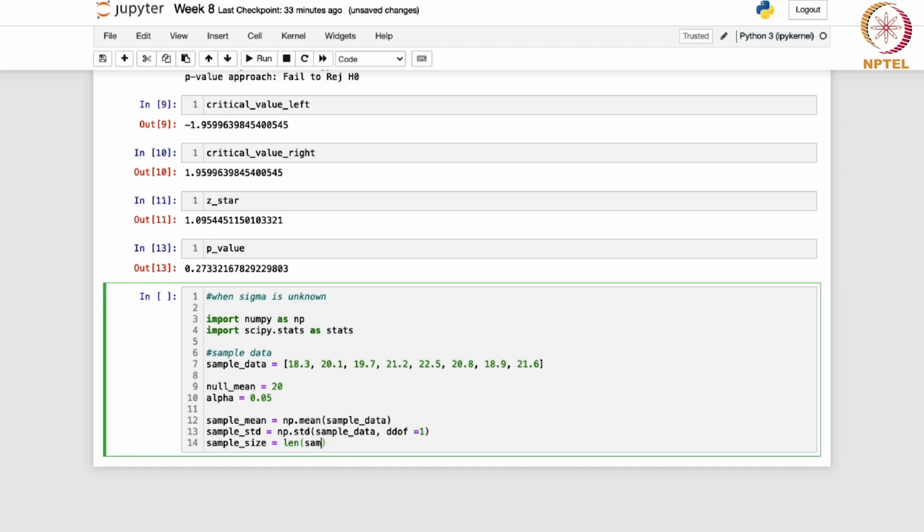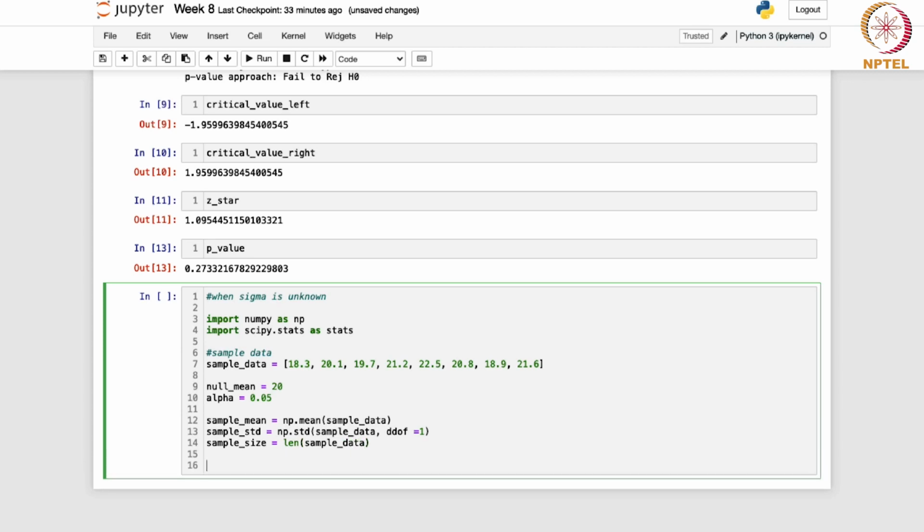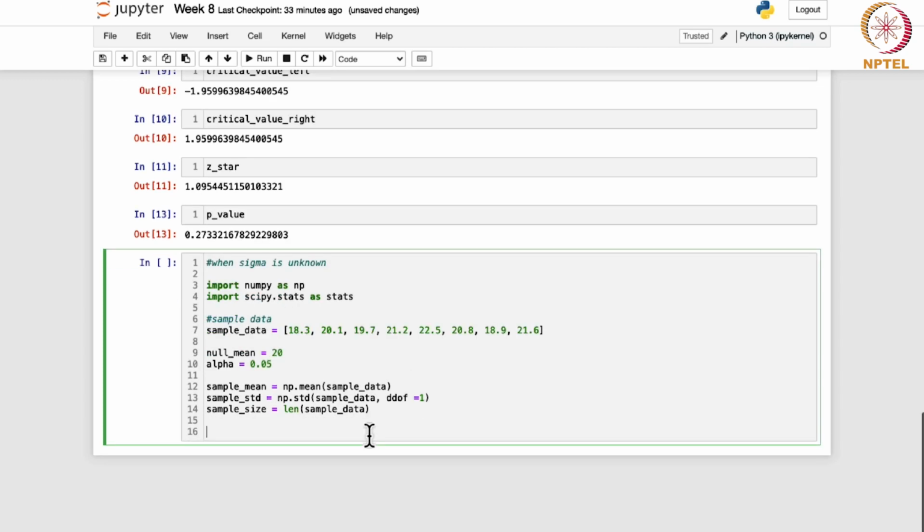So we have used these functions earlier also. So this is how you can calculate your sample statistics. Obviously here it is a very small sample and you can consider larger ones. In real life you would come across larger sample sizes. So now you can calculate the test statistic.